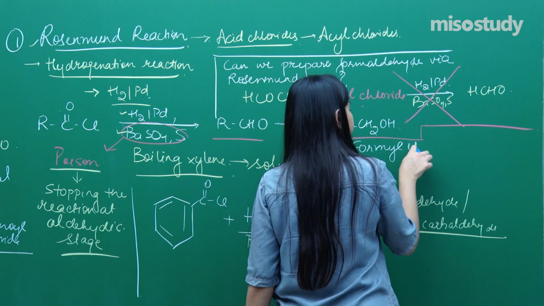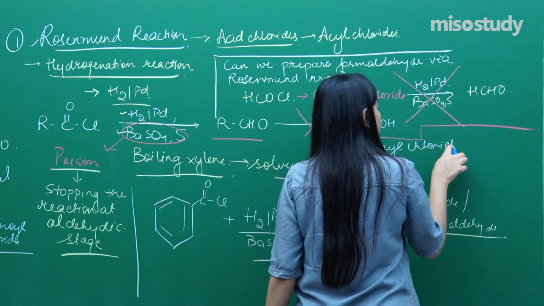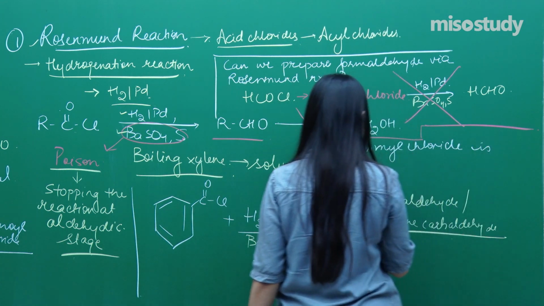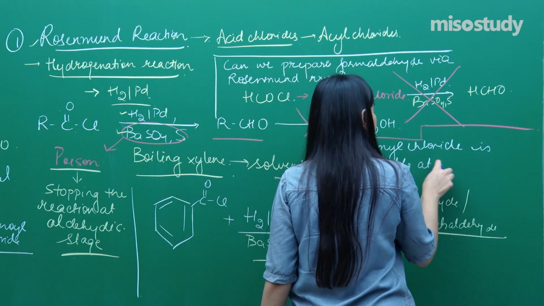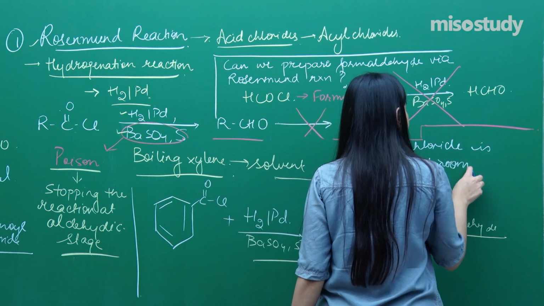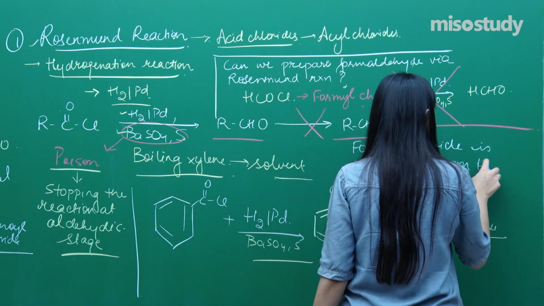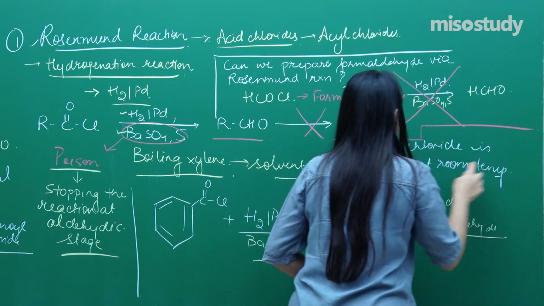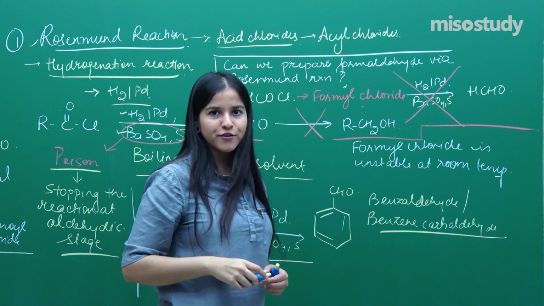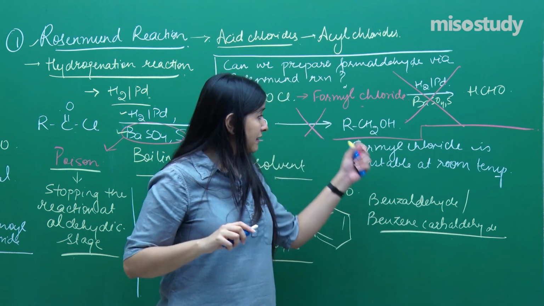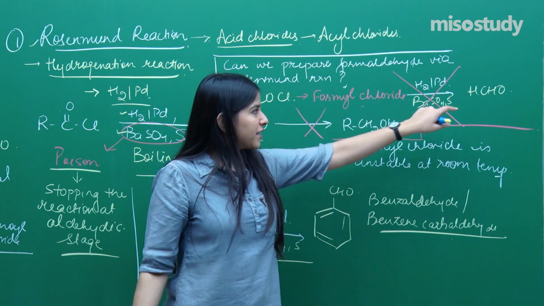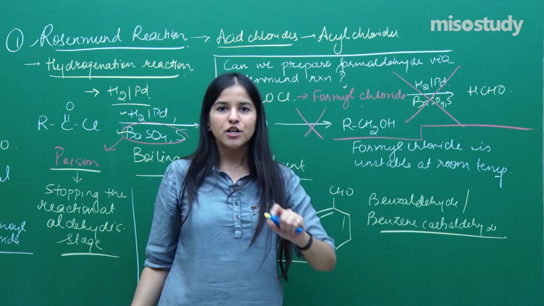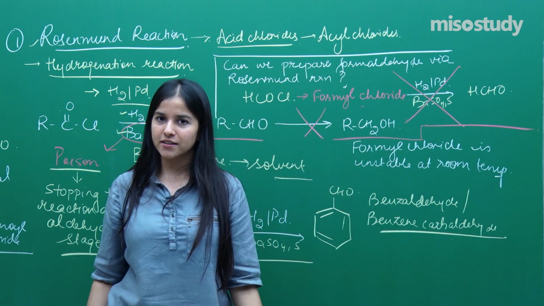Formyl chloride is unstable at room temperature. So due to its instability, I cannot expect anything from formyl chloride, it is not at all a reliable compound actually. It will not be giving my desired product. Fine. So, I cannot apply the Rosenmund reaction in this case.